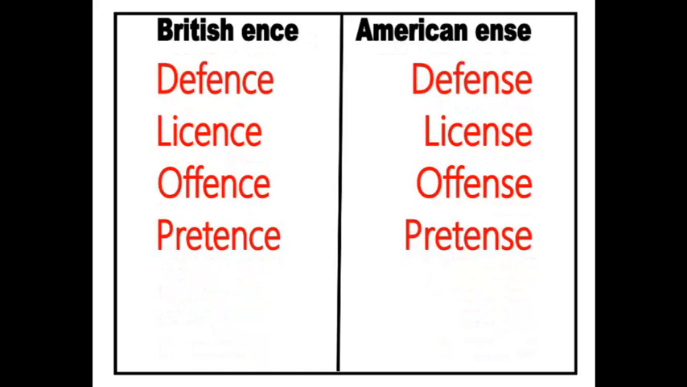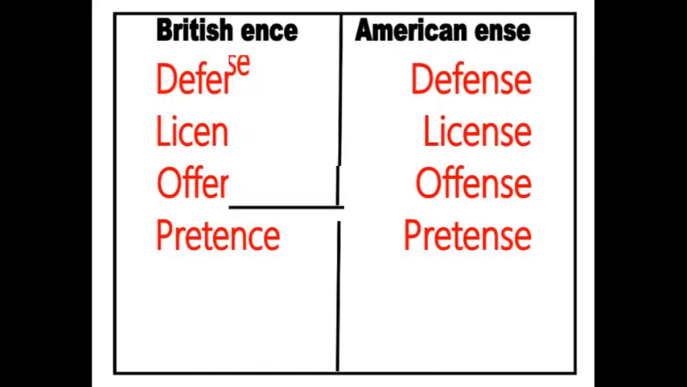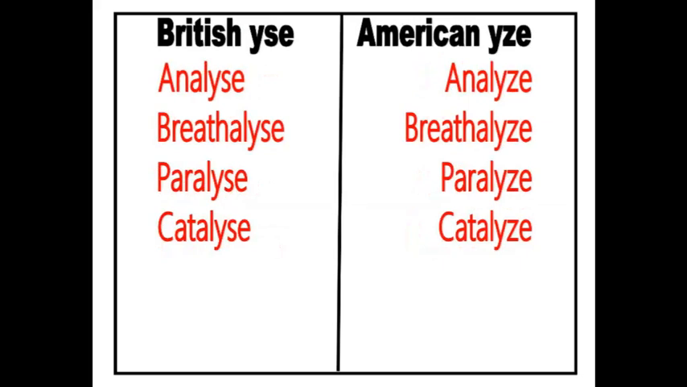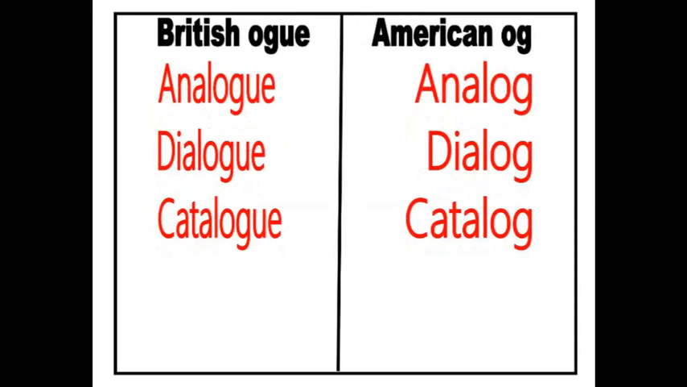4. British English uses INCE, American English uses ENSE. Example. Defense. License. Offense. Pretense. 5. British English uses YSE, American English uses YZE. Analyze. Breathalyze. Paralyze. Catalyze.